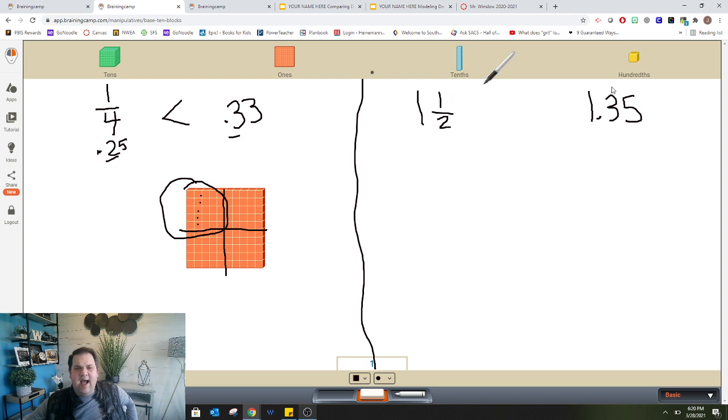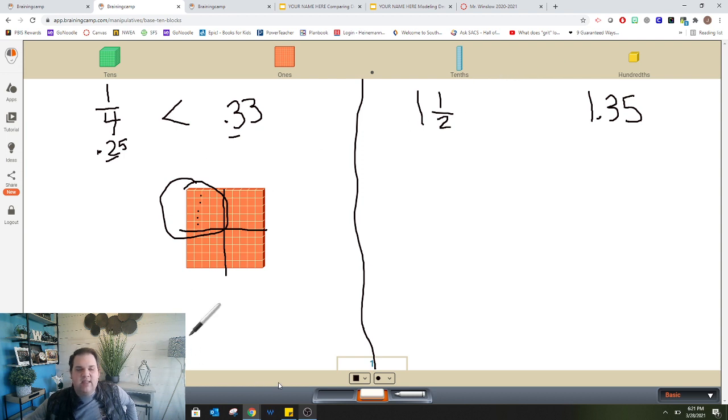I want you to think about these next two on your own. 1 1/2 and 1 35 hundredths. Remember, instead of splitting that whole into quarters, we're just going to split it in half now. What would half of a whole be as a decimal? Think about that. If you need to use a tool, feel free to. And then type into PlayPosit whether you think it's less than, greater than, or equal to.